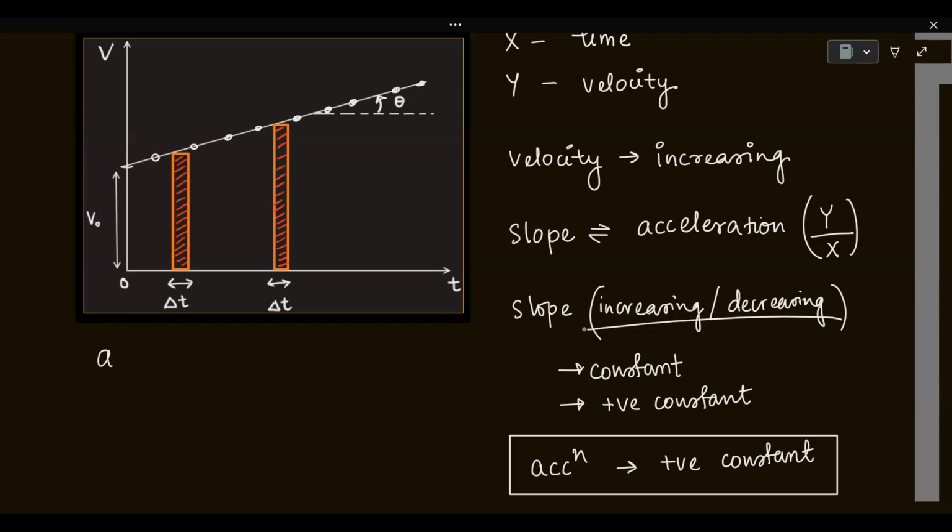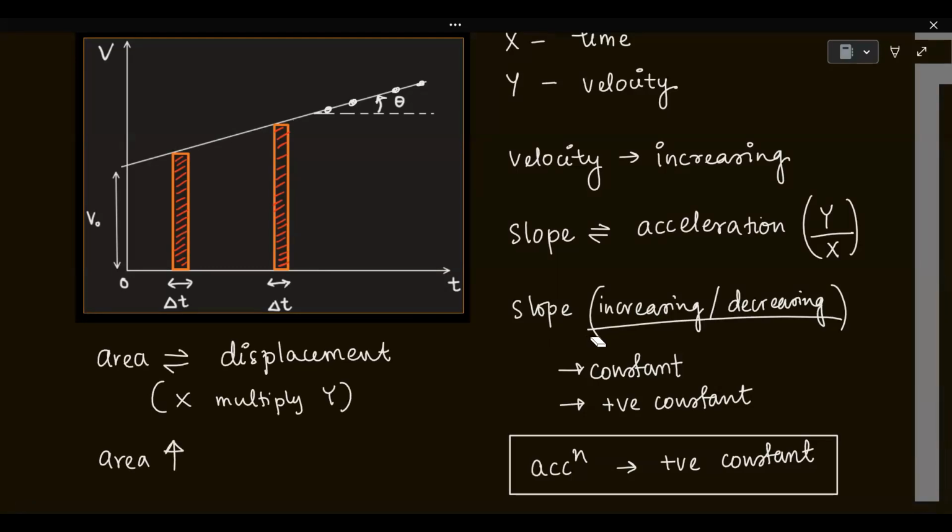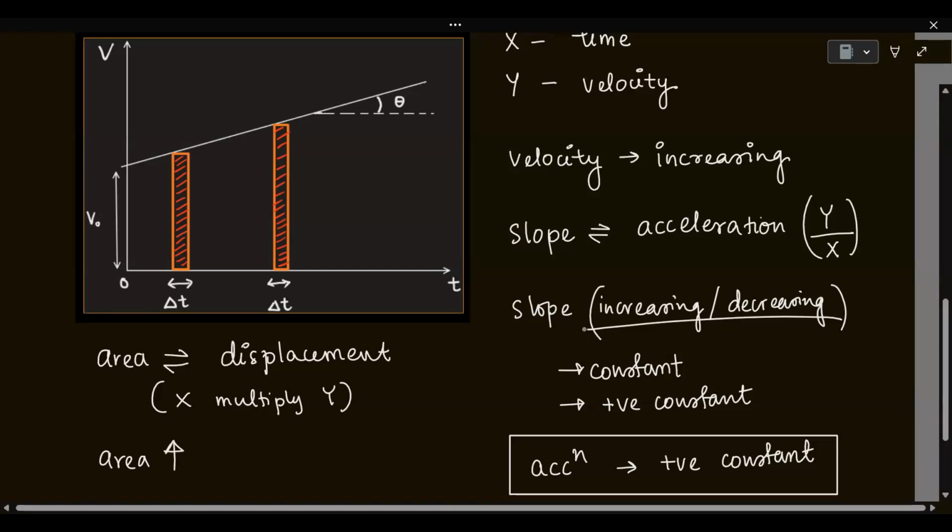What about area, guys? What does area signify? Displacement. Awesome. And how do you find this? X quantity multiplied by y quantity. So velocity into time represents displacement. What is happening to area? Is the area increasing or decreasing? Area is increasing.